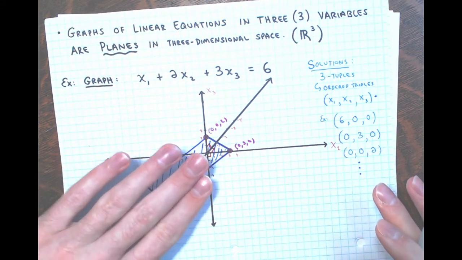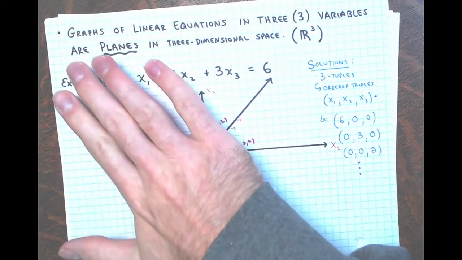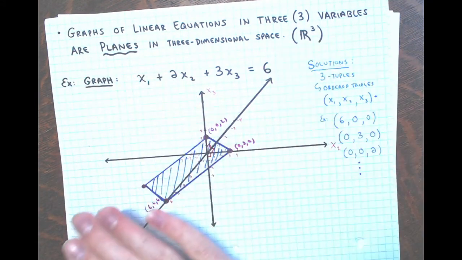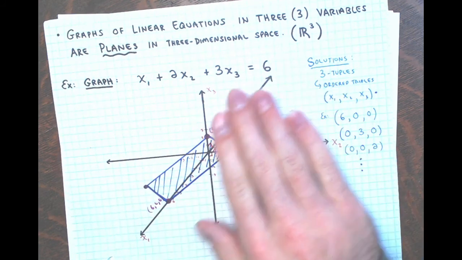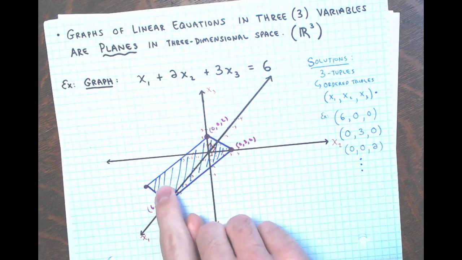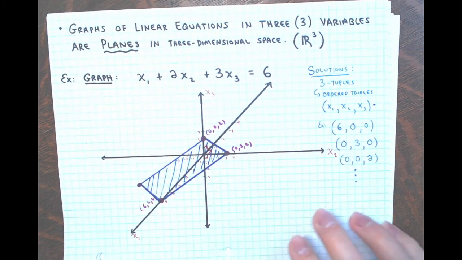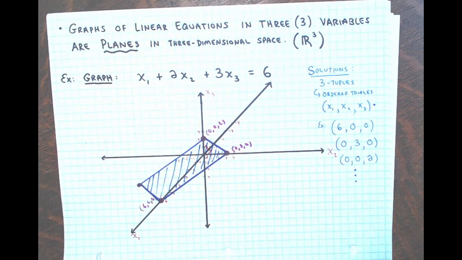It's a sheet of paper that goes on forever, backwards and forwards, up, down that way, out that way. It's a sheet that goes on forever. But it is a sheet, a plane. So here's a representation of this plane in R3. And every single point on this blue sheet that I just drew represents a solution of this equation.